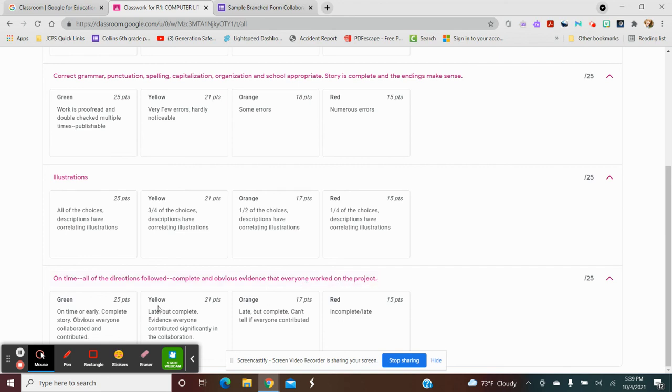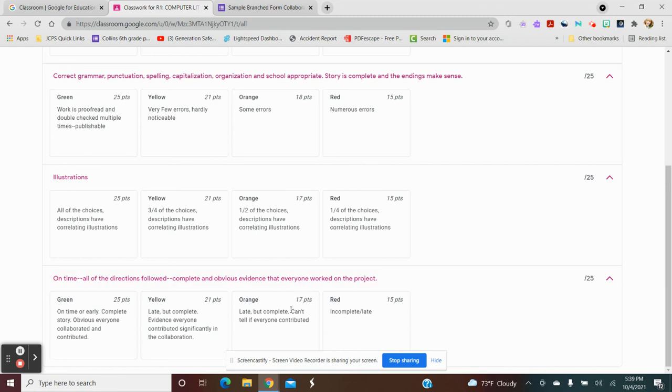So if I know there's 3 people working and it doesn't look like 3 people worked because some of you were wandering around the room, chatting, you were the person that was entertaining the group while they did work. That does not count as a job cast. So, once again, we have green, on time or early, complete story, obvious everybody contributed and collaborated. Late, but evidence everyone contributed significantly in the collaboration. So, your part cannot be that I sharpened his pencil. That does not count as a collaboration. Late but complete, can't tell if everyone contributed.